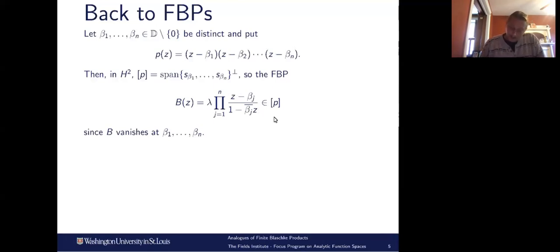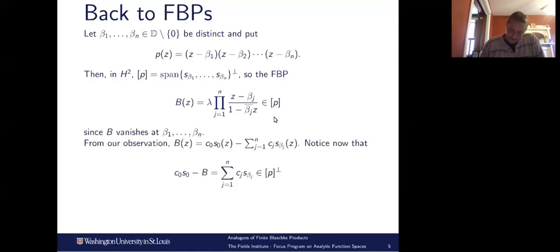All right. So what we want to show now, though, is that because we had this observation before, about when we did the partial fractions decomposition on B, what we can do is just subtract over this thing. This is all that I did here. And then we get this linear combination of kernels. This has to be in bracket P perp.